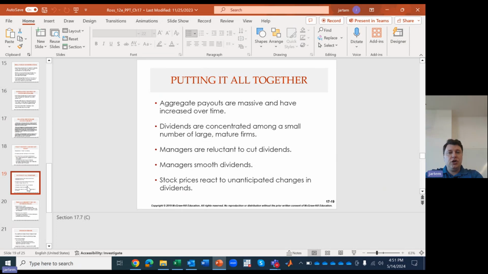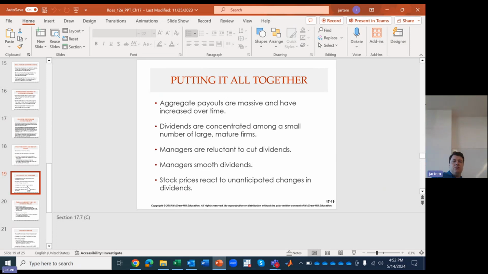All right. So to sum up, payouts are massive and have increased over time. Dividends are usually concentrated along a small number of firms. Managers don't like to cut dividends and prefer to smooth them if at all possible, because cut dividends send a strong negative signal to the market. Raised dividends usually send a positive signal, but from what I recall, it's not as definitive.